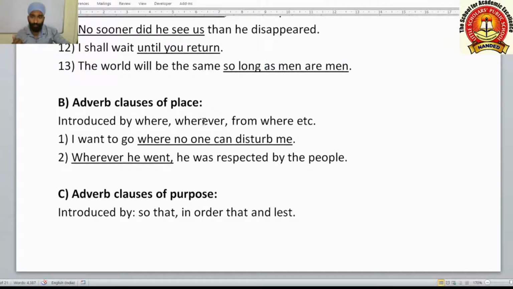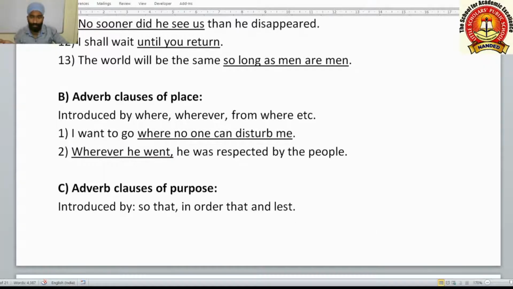Introduced by where, wherever, from where, etc. I want to go where no one can disturb me. There I want to go. Thereafter, wherever he went, he was respected by the people. Wherever he went, there he was respected. This is telling the place of the action.